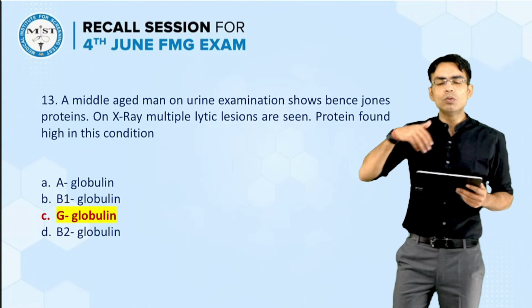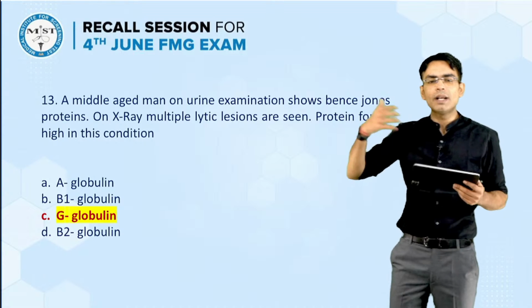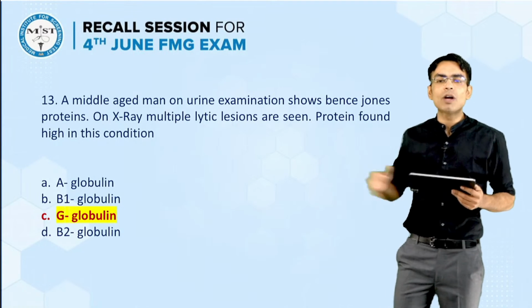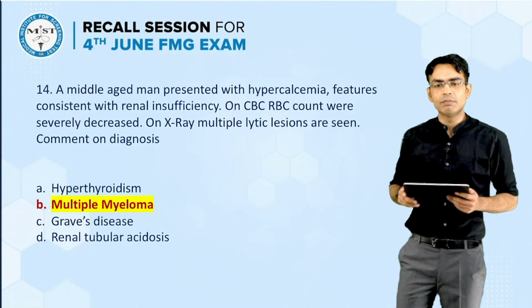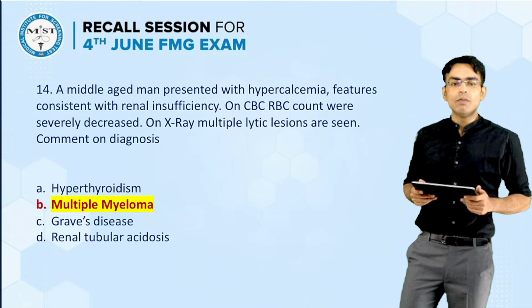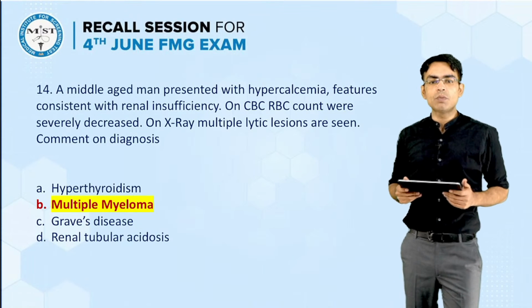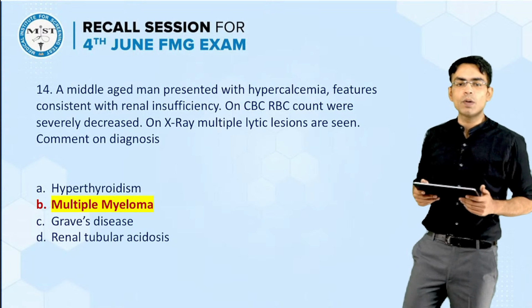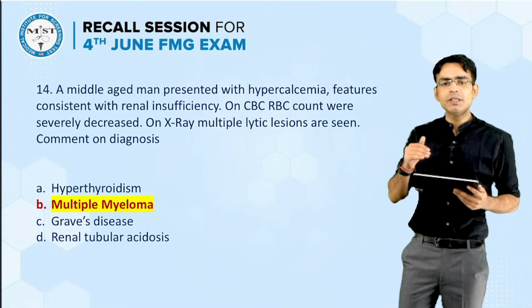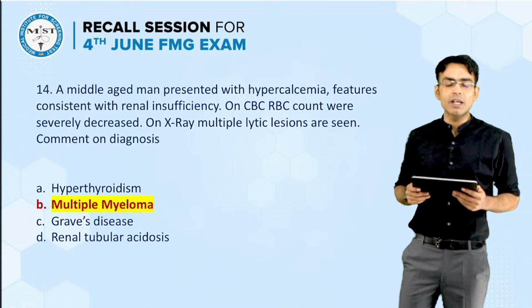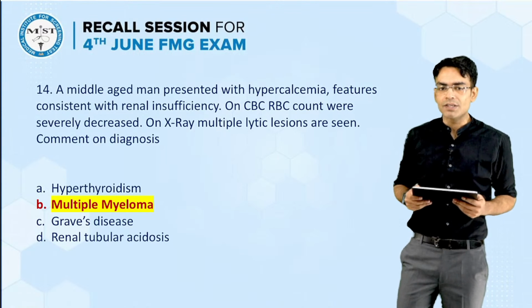So they have given you alpha globulin, beta 1 and beta 2. So gamma globulin will be more here in this question, as discussed in the classes as well. 14th number, a middle-aged man presented with hypercalcemia, features consistent with renal insufficiency. On CBC, RBC count was seriously decreased. On X-rays, again multiple lytic lesions are seen.